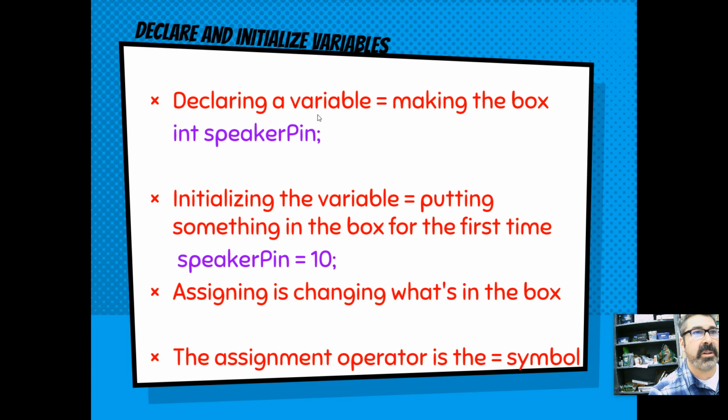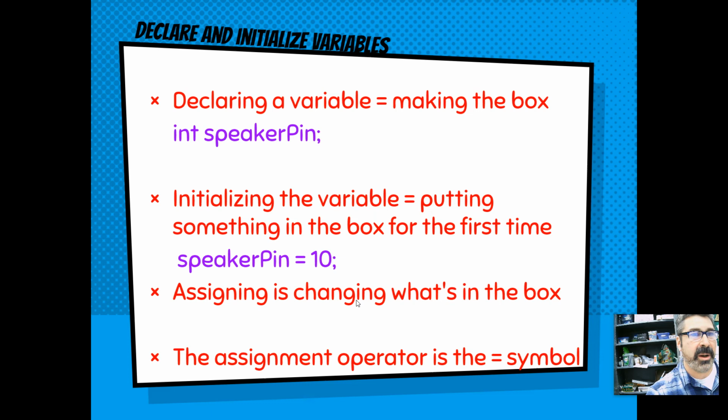Okay. So write this down. Declaring a variable equals making the box. So it'll say something like int speakerPin. So you're making an empty box called speakerPin. The only thing that can go into it is a whole number. Initializing a variable is putting something into the box for the first time. So if you say speakerPin equals 10, you're putting a 10 in the box.